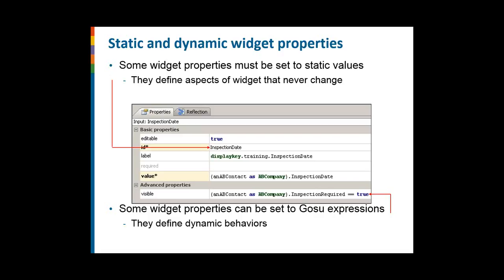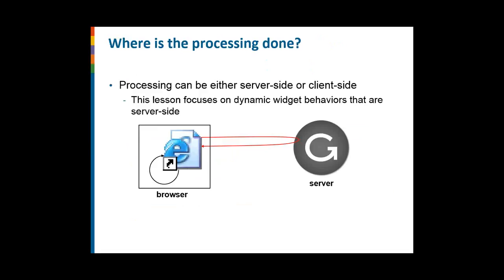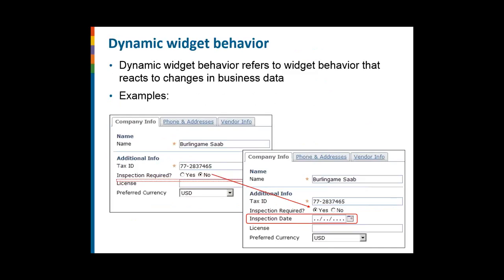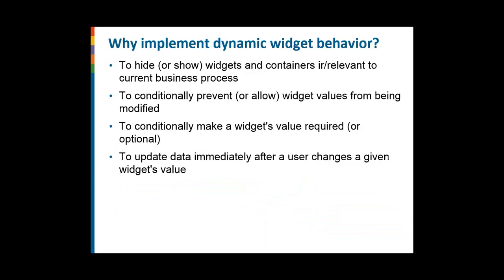Some widget properties can be set to use expressions. They define dynamic behaviors. Here the visible condition is based on some value: if ABContact.ABCompany.InspectionRequired equals true, then only this inspection date should be visible. This is the example we are talking about. On the inspection date visible property, we are looking for the inspection required property value, and based on that value, this inspection date will be visible or hidden.